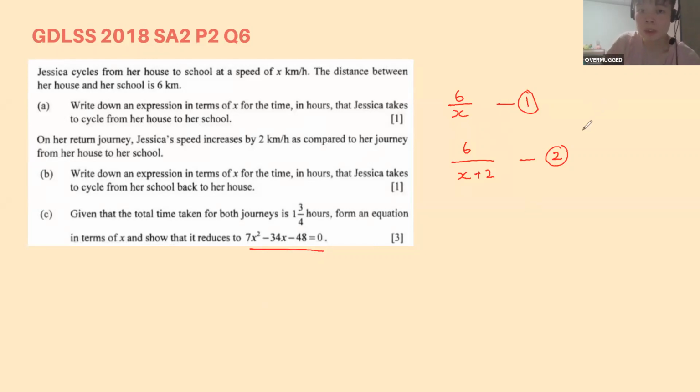Okay, using these two equations, given that the total time taken for both journeys is this amount of hours, form an equation in terms of x. So how can I use these two pieces of information here and form a new equation?